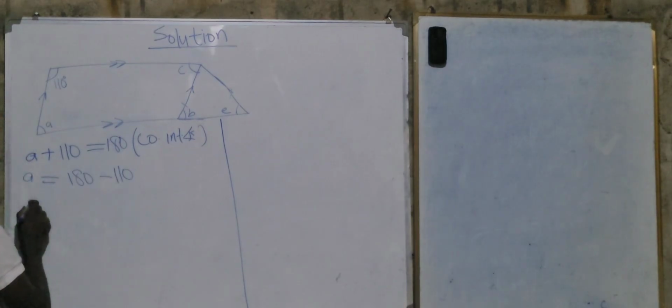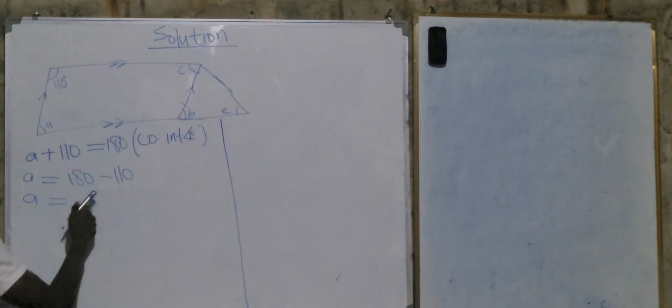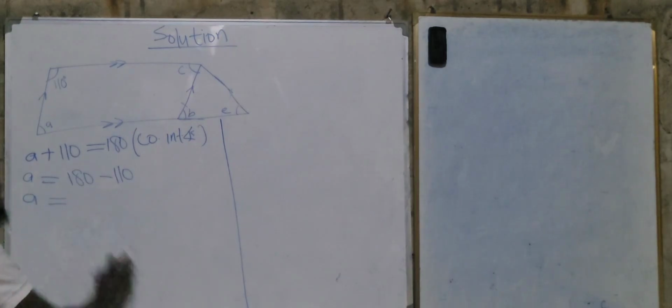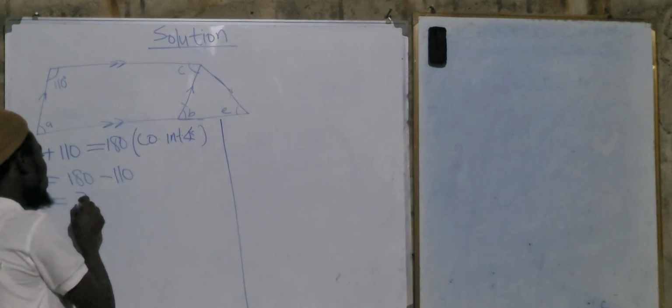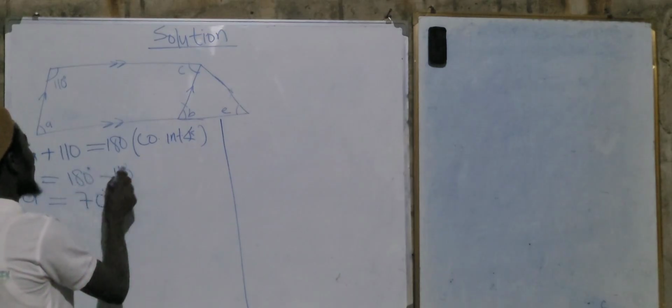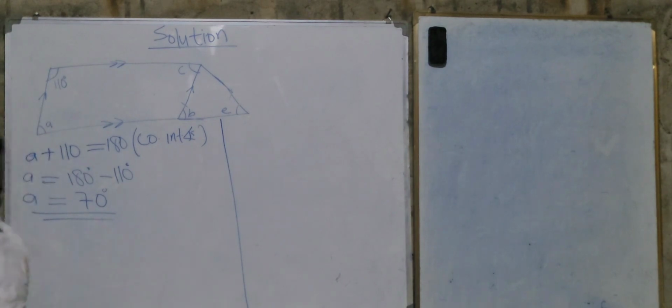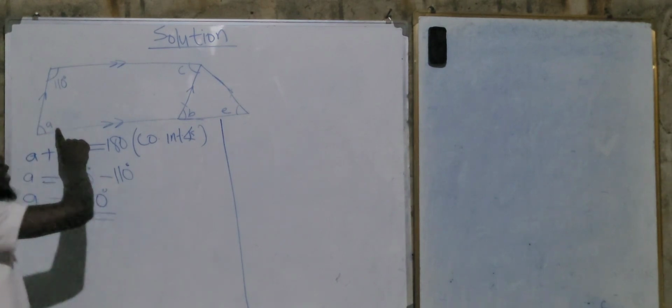So when you subtract the value here, what do you have now? 70, right? Yes, sir, 70. Are we okay here? Good. So therefore, A is equal to what? 70 degrees, right? Good. Now, we are only asked to find A.